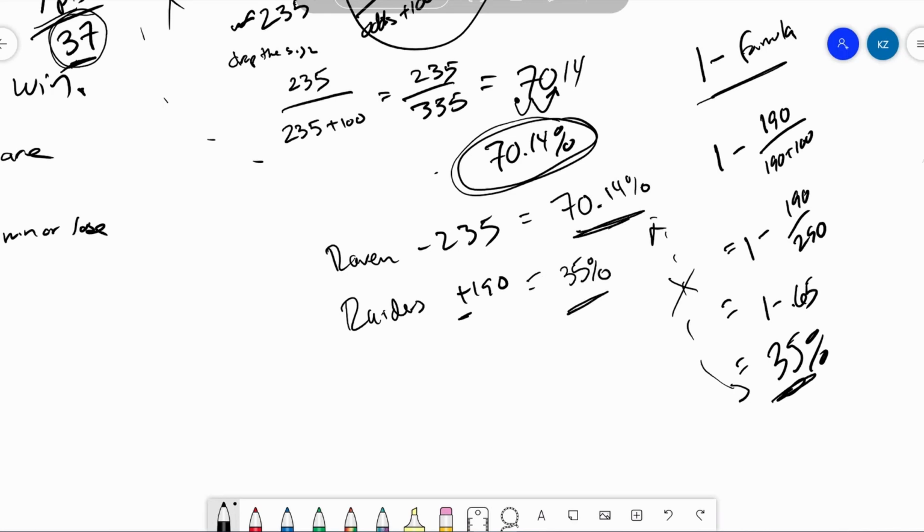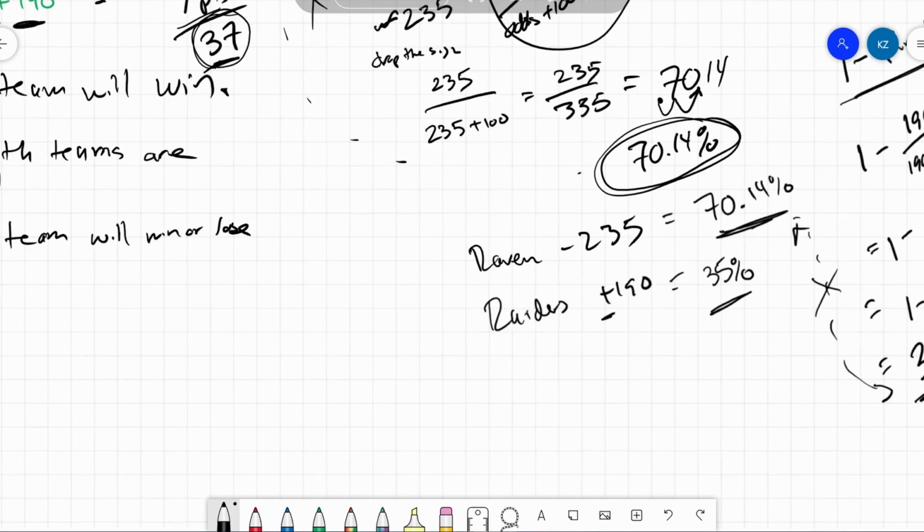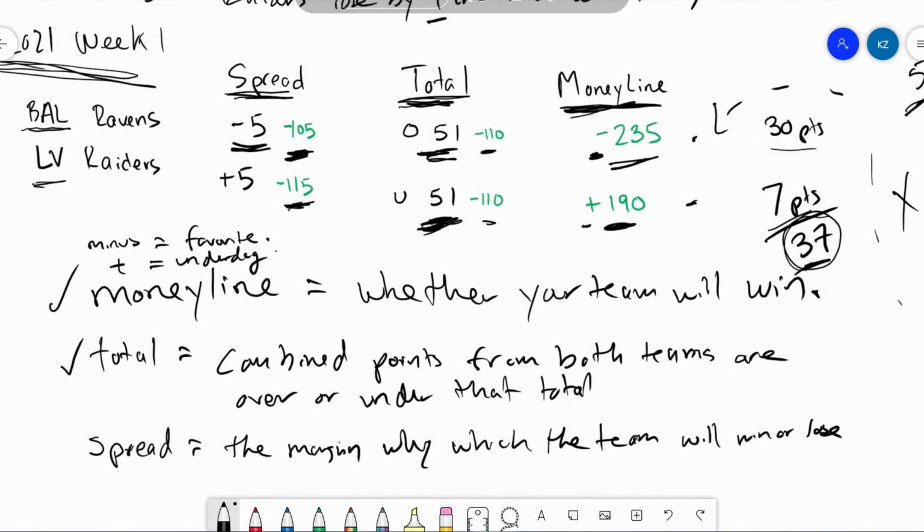Okay, now let's talk about how you can place profitable bets. If we review the three most popular types of bets, we have the spread. That's where if your team is the favorite, it needs to win by more than that spread to win your bet. Or if they're the underdog, they have to lose by less or win the game. Then we have the total, so the combined total points of both of the teams has to be over or under, whichever bet you take. And then finally, the money line bet is simply whether your team will win or not.